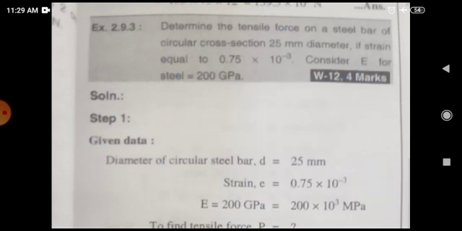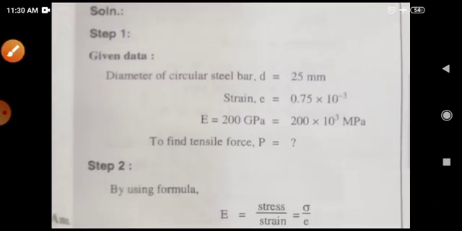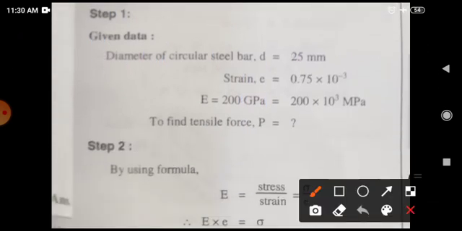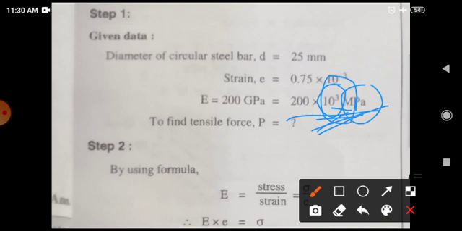Okay, let's see next. Don't get confused here, because it is in megapascal, so megapascal into 10 raised to 3 becomes gigapascal. So don't get confused with this. They have converted into megapascal because the diameter is given in millimeter.